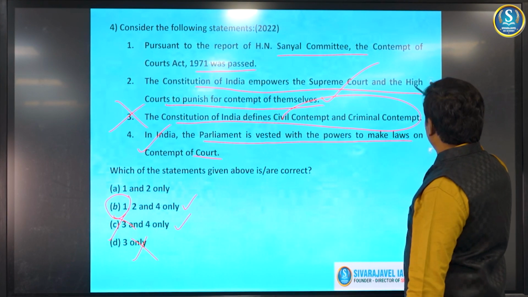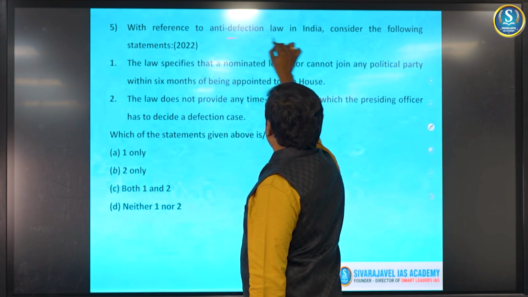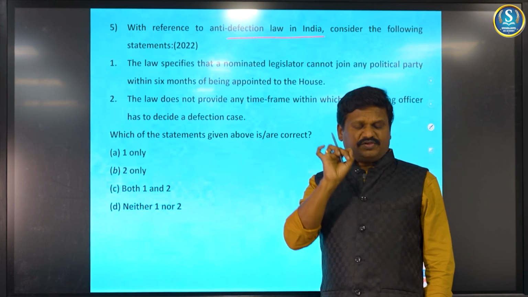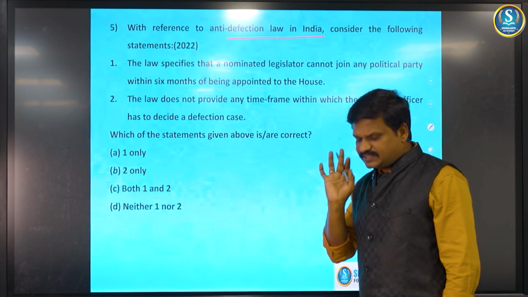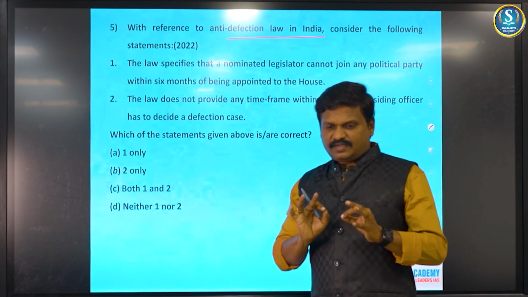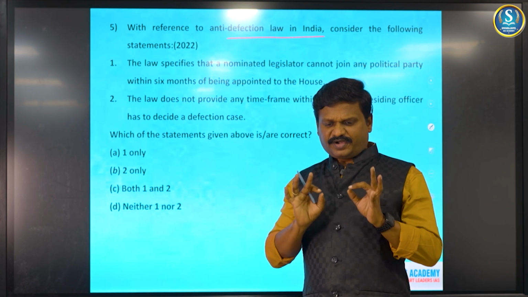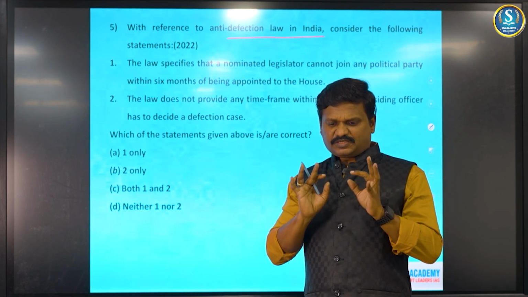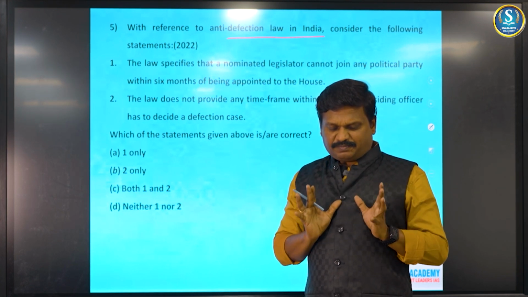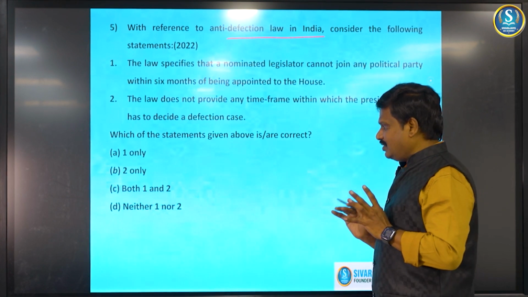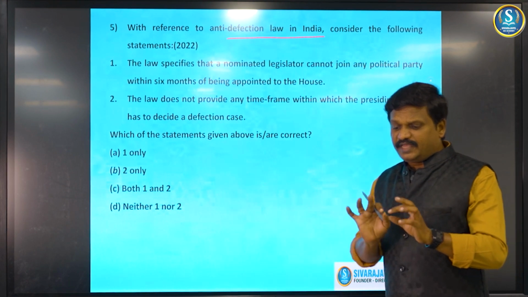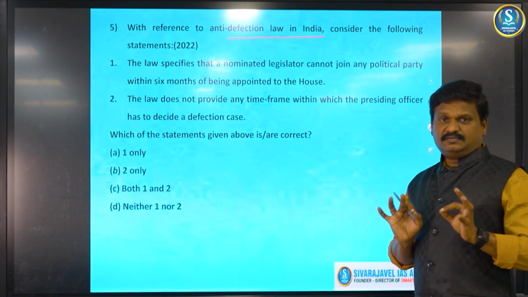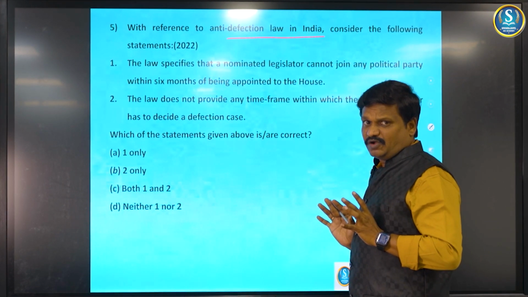Now come to the fifth question. Anti-defection law. You have read anti-defection law. You have read the 10th schedule. But what is tested here is, have you read carefully or not? Have you read with very much due focus on the statement? That is what is tested. So, are you careful in reading? When you become an IAS officer, you should read each and everything carefully. Otherwise, it will be a mistake on your part.